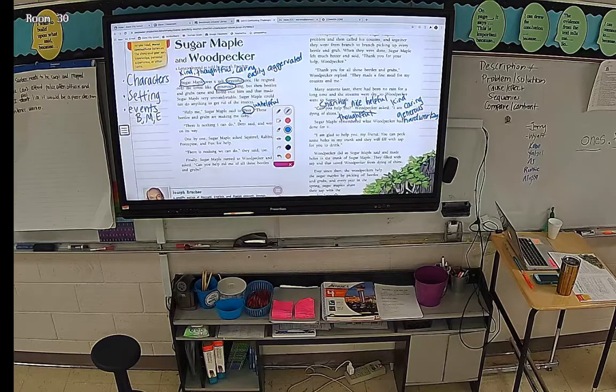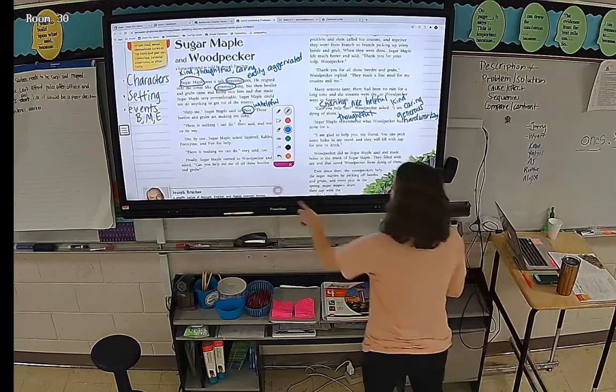Yeah, willing to help. Yes, kind-hearted. We already have kind. So I think now we're getting to repeating some of them. Okay, so now we've had Woodpecker, we've had Sugar Maple, we've had the deer. Where are some other characters? Who can circle another character that you see?